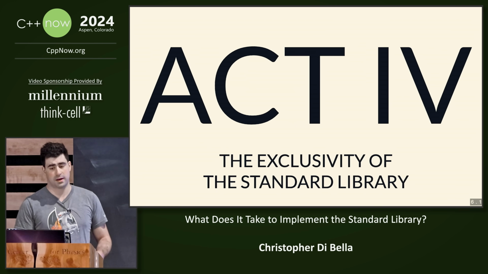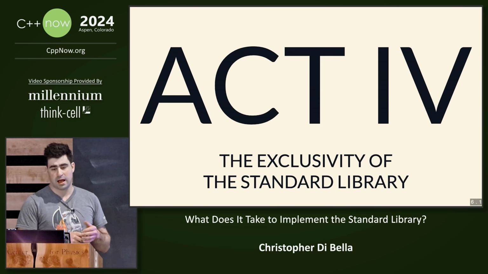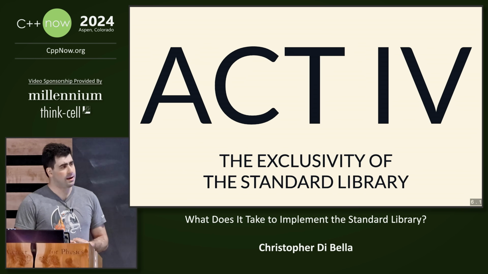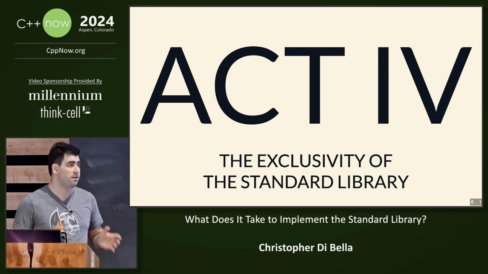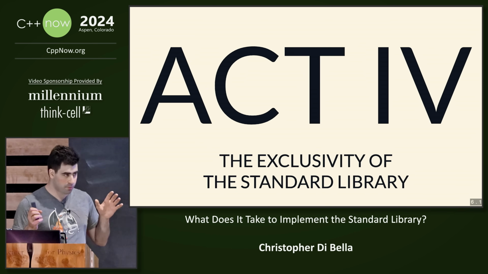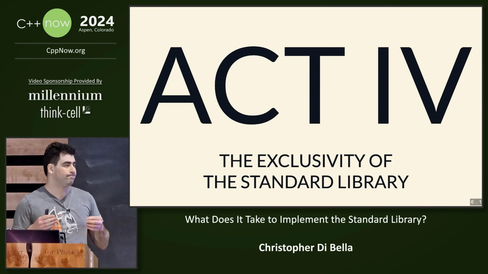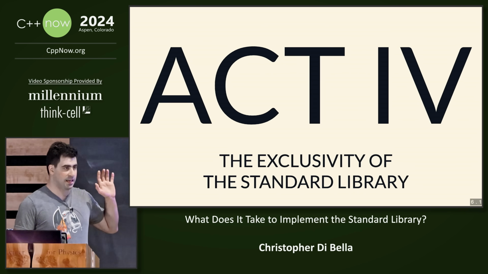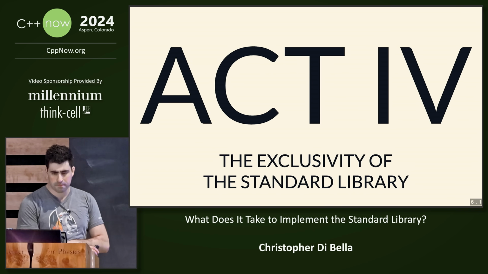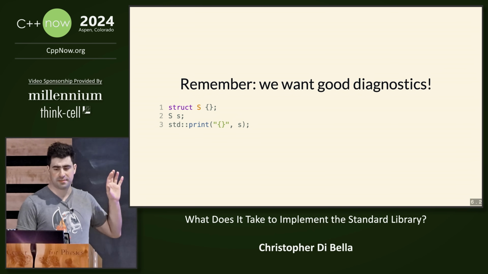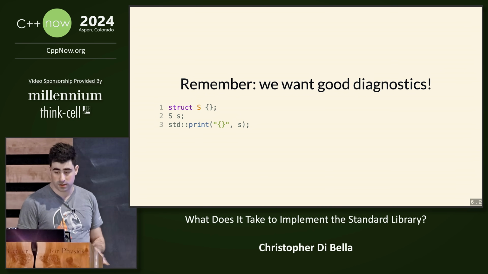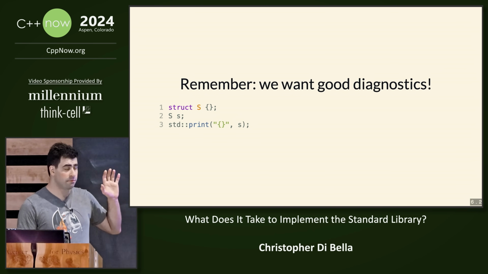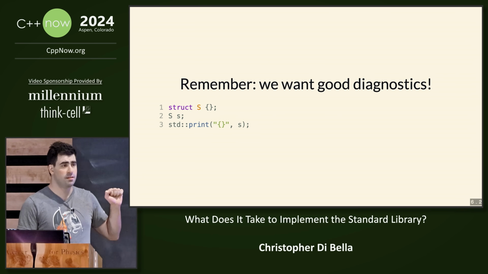And that brings us to the fourth act of this session, which is the exclusivity of the standard library. The standard library and the compiler have a very close relationship, and that's a unique property of a library. There are very few libraries that can claim they have a relationship with the compiler. Now, there are a handful of other libraries as well, but the standard library is the most common. Now, what I'm going to focus on in the interest of time is that we want good diagnostics. This is one of the benefits of putting things in the compiler.